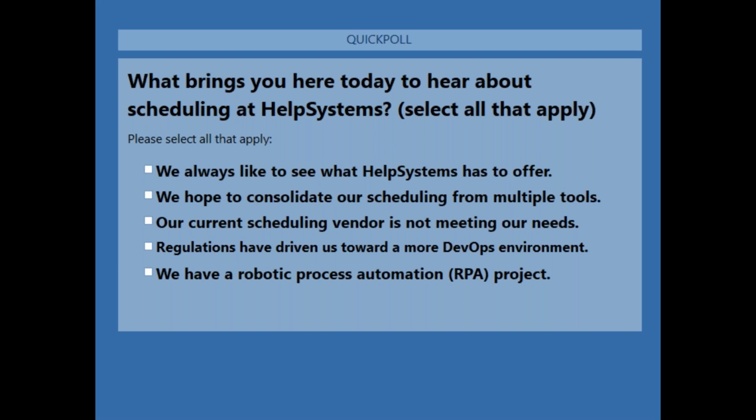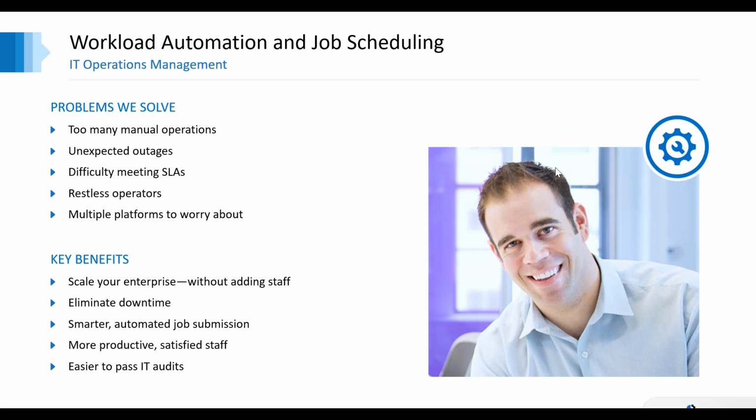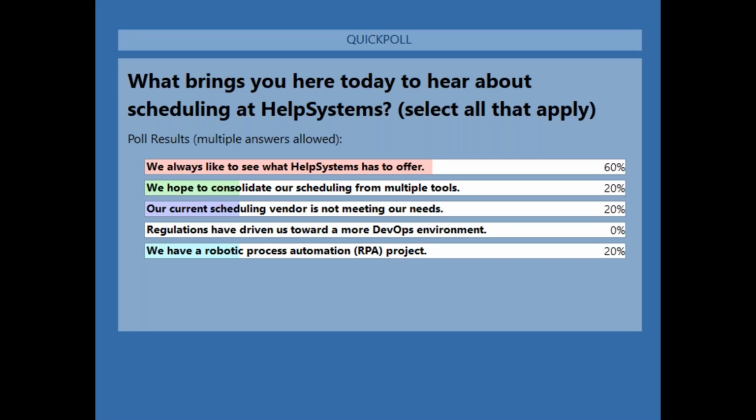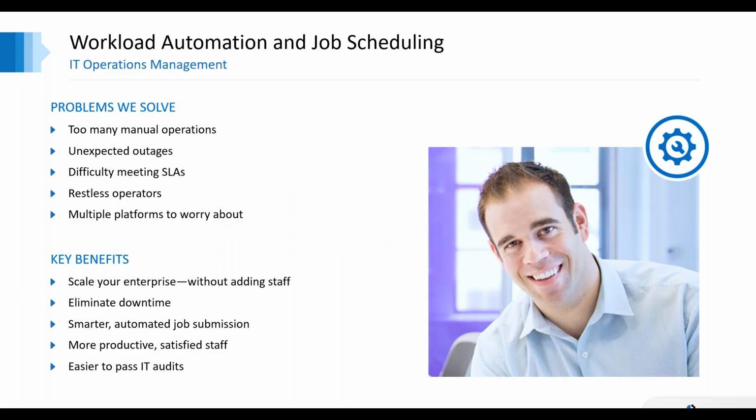So I want to thank you for taking this first polling question, and let me close this poll and share the results. Looks like about 60% of you just like to hear what HelpSystems has to talk about. Great to have you with us. And then we have a pretty good split between we hope to consolidate our schedulers, our current scheduling vendor is not meeting our needs, and then we're very interested in robotic process automation. Well, thank you for answering that question.